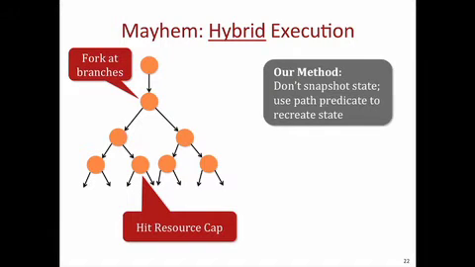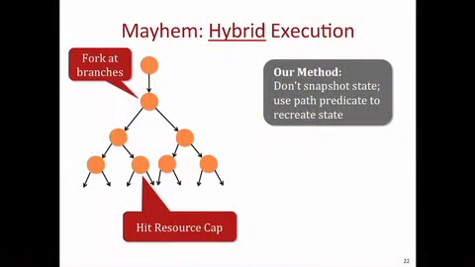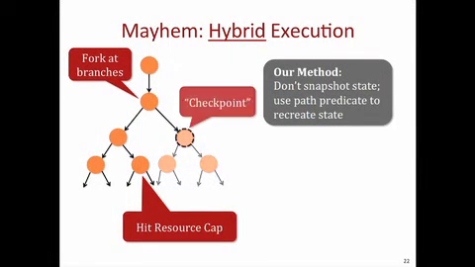The idea is first we execute in an online manner until we hit the resource cap. In other words, we fork executors during the exploration, but when we hit the resource cap, we do not suspend entire program state into a disk. Instead, we use path predicate to recreate the state. So the main idea here is that we can use path predicate as a succinct state representation, which allows you to suspend and resume the symbolic execution.